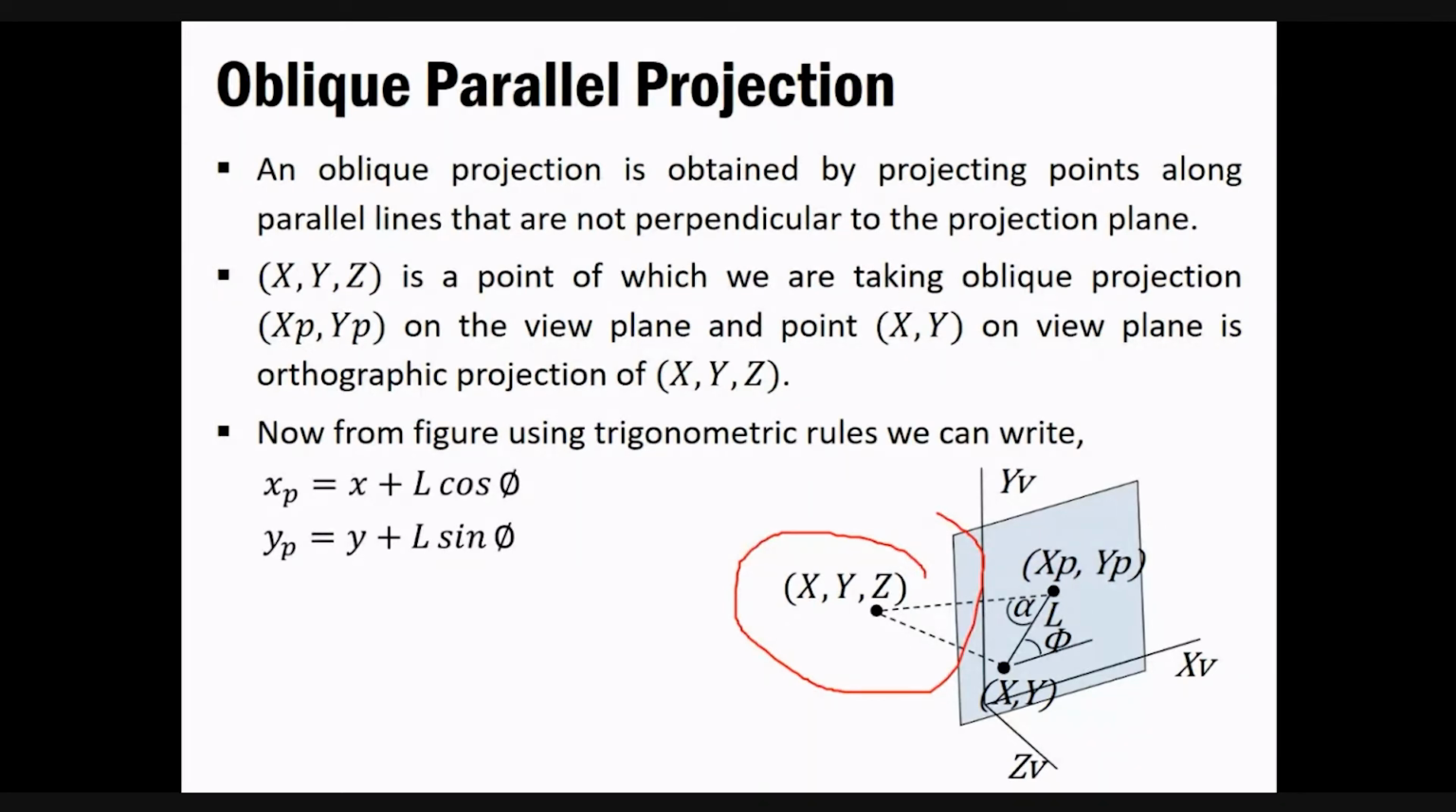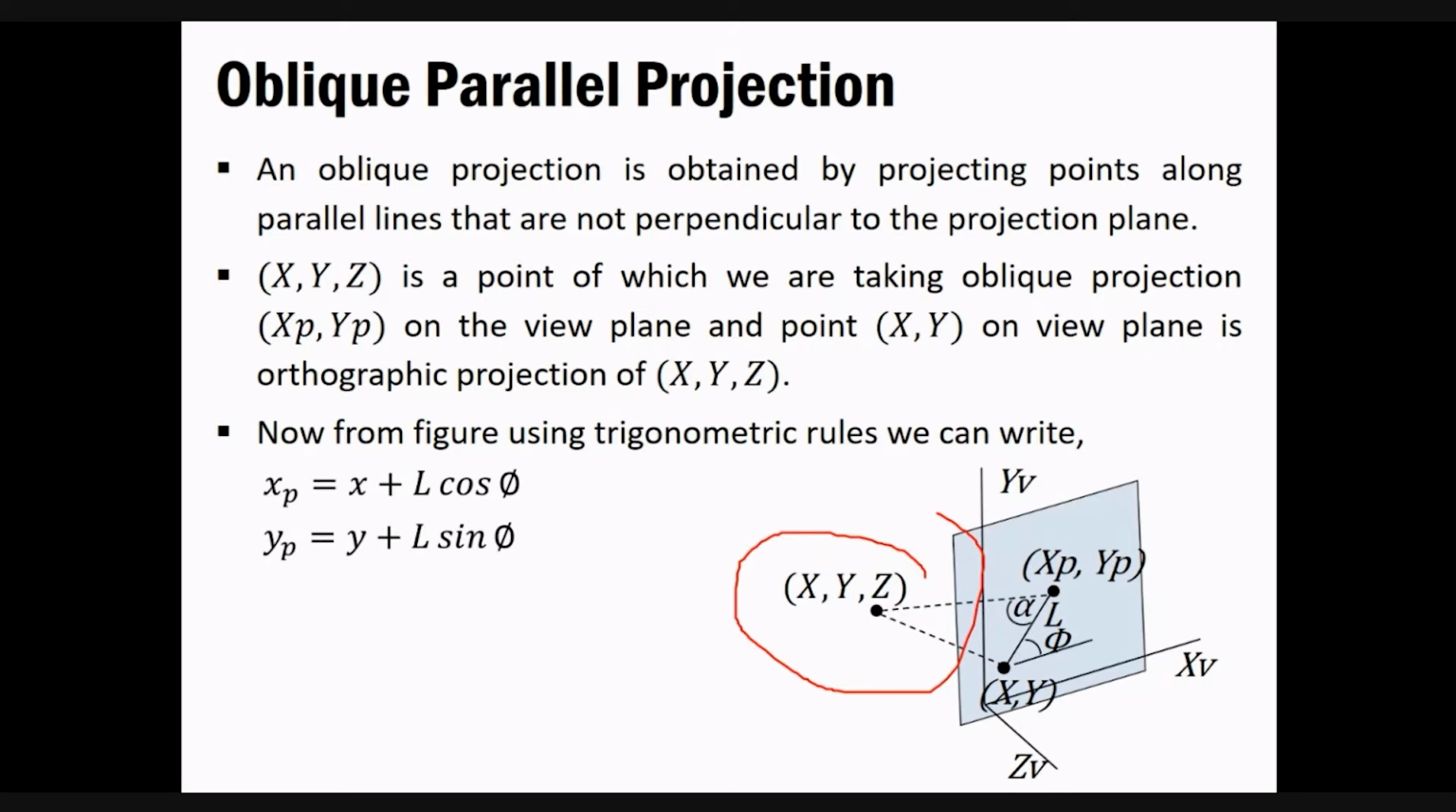Okay, xp, yp, xy, xy, z. This is the point that is to be projected. This is the view plane, and these are nothing but our coordinates: xv, yv, zv. Now, from the figure, using the trigonometric rule, we can write these equations that we have.